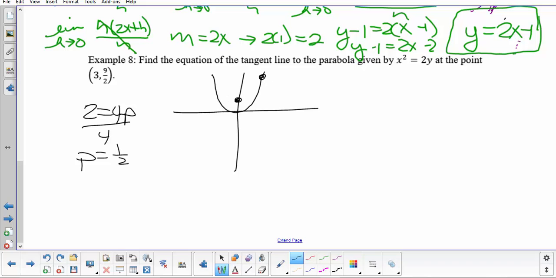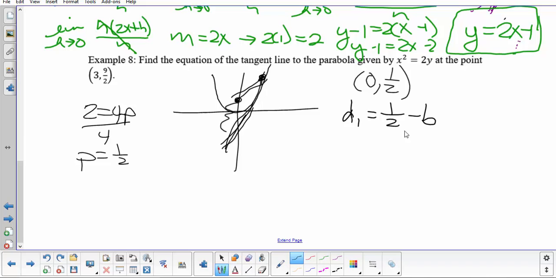So that's like over there. So we're going to go there. And then from there, we're also going to go down there somewhere. We're going to pretend those are straight lines. So our focus is located at the point 0, 1/2. So this distance here, we can call that d1, is going to be 1/2 minus b.